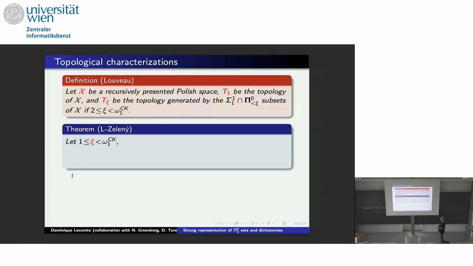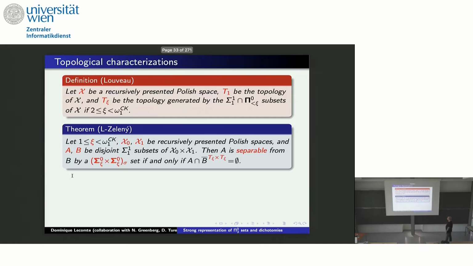So I start with rectangles. If you take any recursive psi, and again, recursively represented Polish spaces and disjoint light-face sigma 11 subsets A and B of the product, then you can separate by a countable union of sigma 0 psi rectangles exactly when A does not meet the closure of B for the product topology psi times psi.